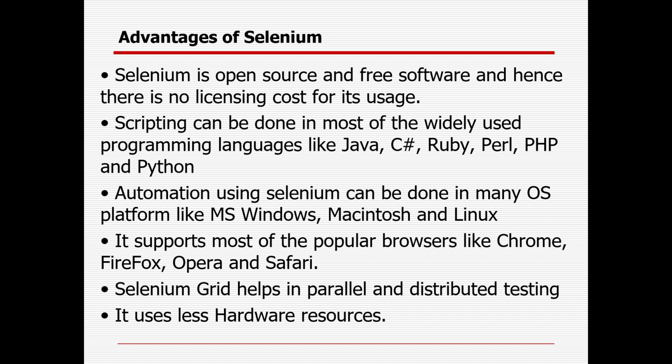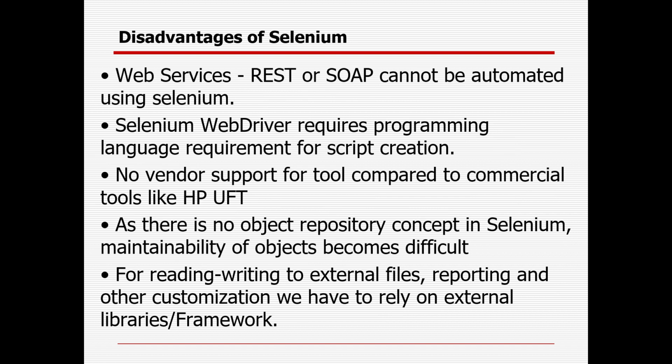What are the advantages of Selenium? It is an open source tool, so you need not buy any license. Scripting can be done in different languages. It supports Java, C#, Python, PHP, Perl, etc. It can support different operating systems like Mac, Linux, and Windows. It supports different popular browsers like Firefox, Opera, Safari, Chrome. Selenium Grid helps in parallel distributed testing. It uses very little hardware; even 1 GB RAM you can do. In case you want to use UFT, the minimum requirement is 4 GB RAM, otherwise system performance will be really slow.